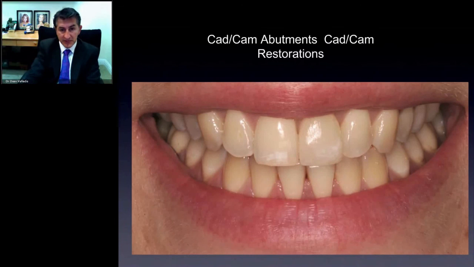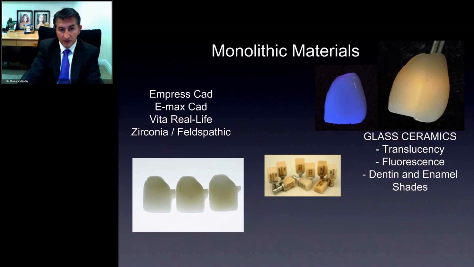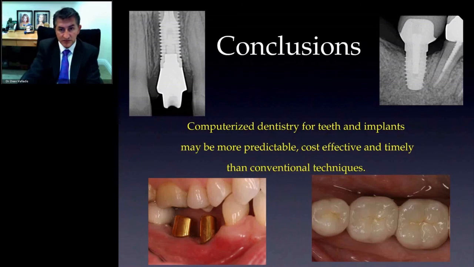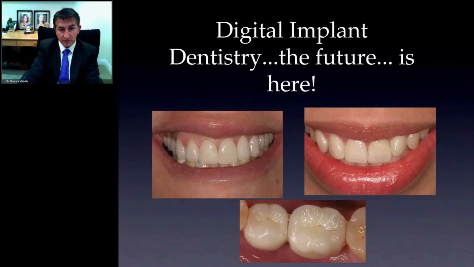For us, it's been a daily work in progress. We're using some great blocks, some fluorescence and translucence to get the anterior shades to look good. Computerized dentistry for teeth and implants may be more predictable, cost-effective, and timely than conventional techniques. So I'm hoping this kind of stirs up some controversy and some discussion about what the best way is to restore our anterior teeth, our posterior teeth, and our implants. The digital dentistry, the future is here.